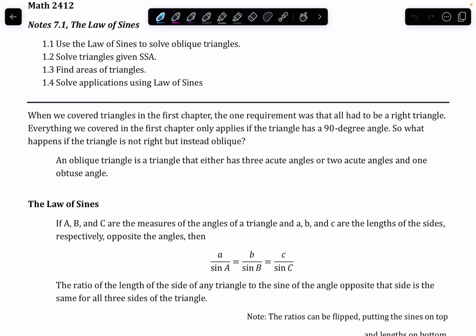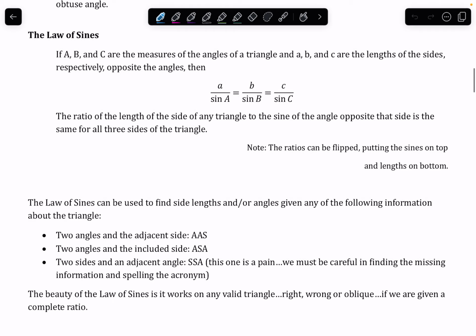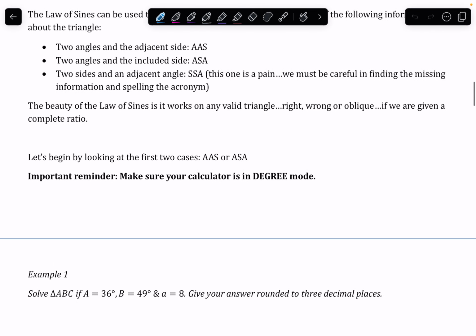All right, so here's your law of sines. Basically, for any triangle, and the nice thing is it doesn't have to be a right triangle, the ratio of the side opposite an angle to the sine of that angle is the same throughout the triangle. So this is called the law of sines. All right, so we're going to go ahead and get started with the examples. Again, degree mode or this will not work.